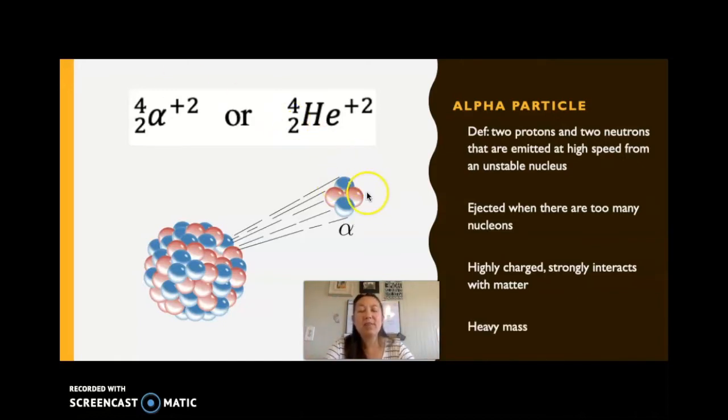It's also a heavy massed particle. Its mass is 4 AMU, 4 atomic mass units. It's a heavy, highly charged particle that strongly interacts with matter. I want you to think of the alpha particle as like the bull in the china shop when it comes to particles. It's big, it's heavy, it hits everything.